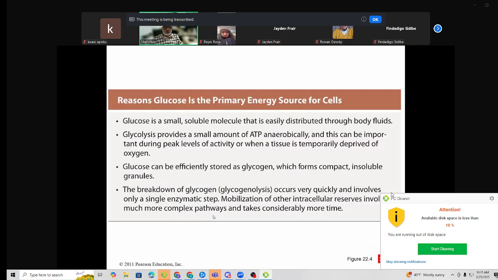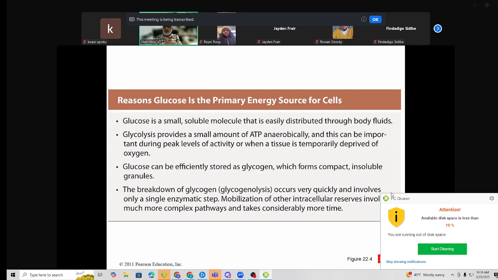So there is the information here. It says why glucose is the primary source. You remember I told you that the cell will look for glucose to make energy. If this glucose is not there, then it uses fat and then protein. So why should the cell use glucose? Because there are some reasons.